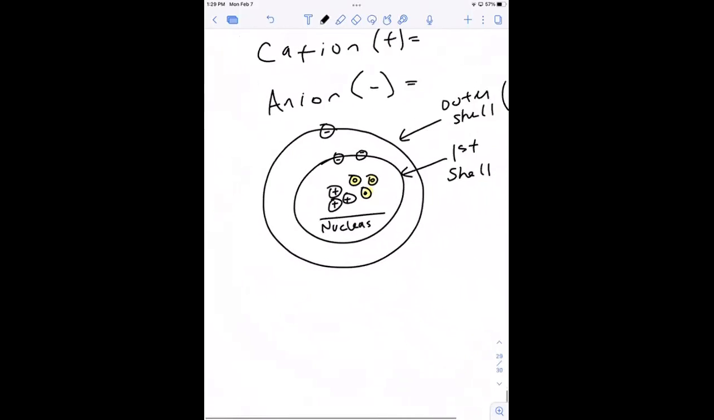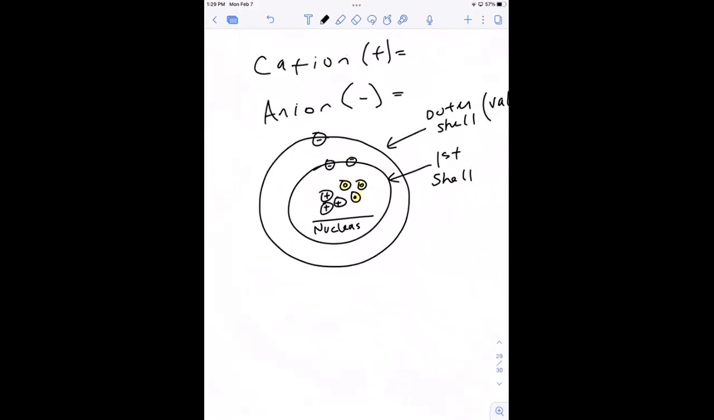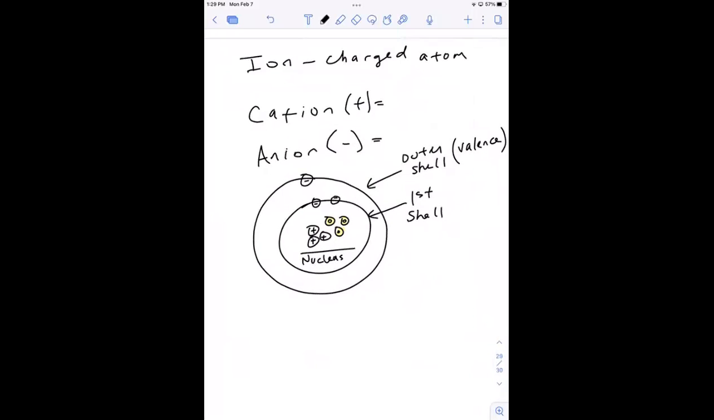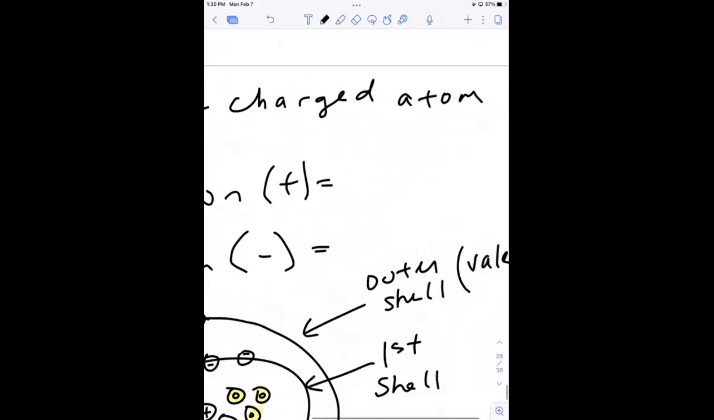All right, so that's going to have at least 2 shells, and the electrons are going to be in those shells. So the way that you make an ion is to disturb the electrons in the outer shell. Whatever shell is the furthest away from the nucleus, those electrons are more susceptible to being moved around. So to make a cation, you have to lose electrons.